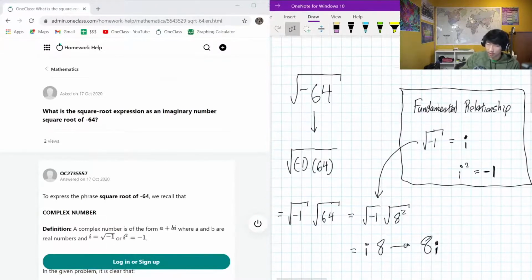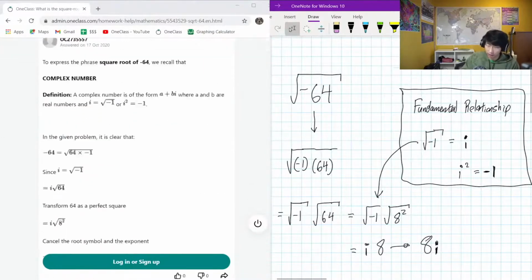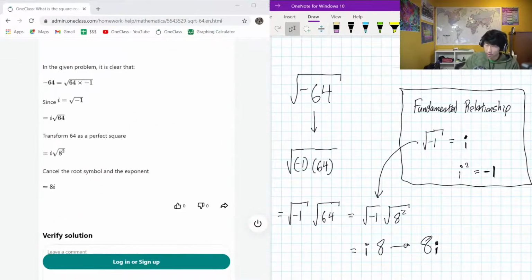And as long as you keep in mind the fundamental relationship that the square root of negative 1 is equal to i, and then you factor out the negatives when you have negatives under the root, everything will be good. And if you ever square the i, just make sure it becomes negative 1. Okay, so all of that is cool.